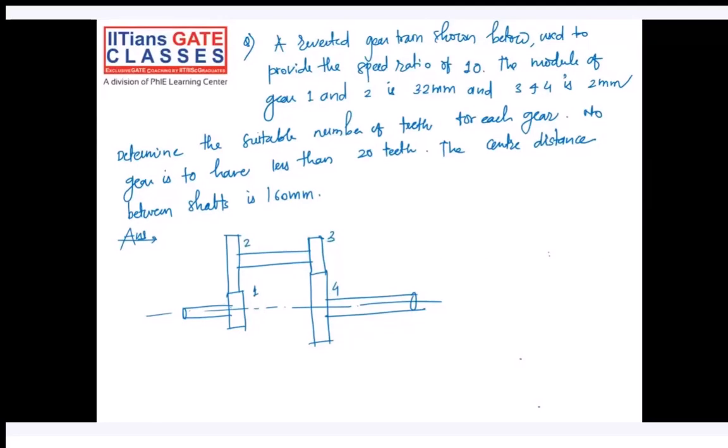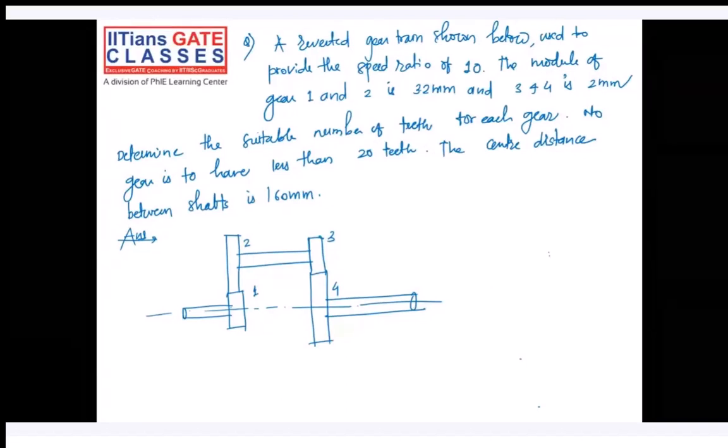This question is not from a previous year, it's from the SS Rattan book. But this question will help you to understand the concept of reverted gear train, so that's why I have given it. I'll repeat the question. You have a reverted gear train shown below, used to provide a speed ratio of 10. The module of gears 1 and 2 is given, and also 3 and 4. As they are mounted on the same shafts, they must be the same. That's why for 1 and 2 we have 3.2 module, and for 3 and 4 we have 2 module.